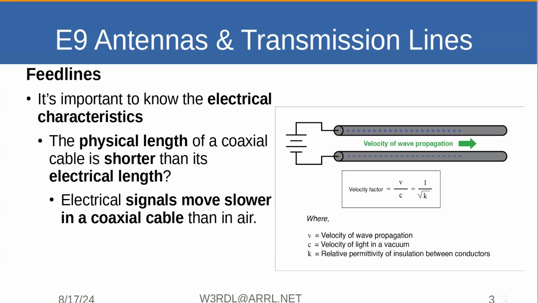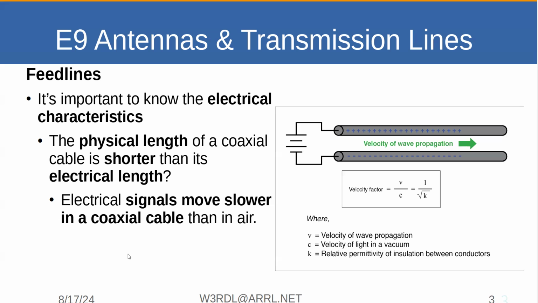And part of the formula is, besides the ratio of the two velocities, it's 1 over the square root of the permittivity constant, K, which is a number they come up with based on the dielectric of the materials and the distances. So if you know what K is, you can find out what the velocity factor is. Usually for coax and twin leads, they'll specify the velocity factor. And it varies quite a bit in coaxes, depending on the type of dielectric.